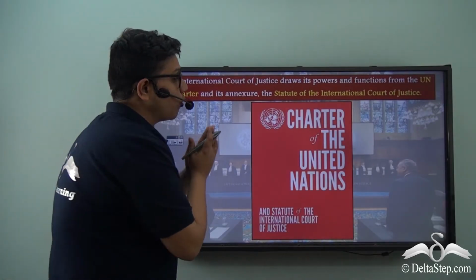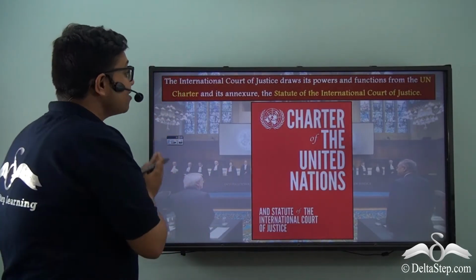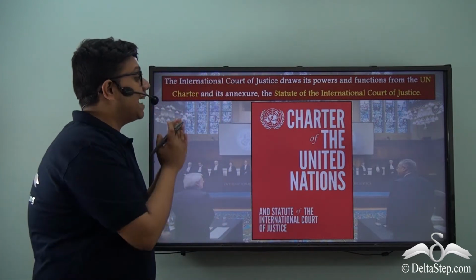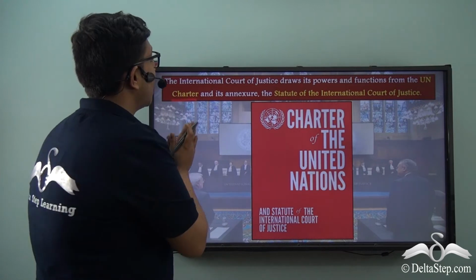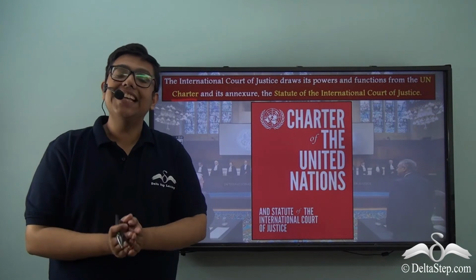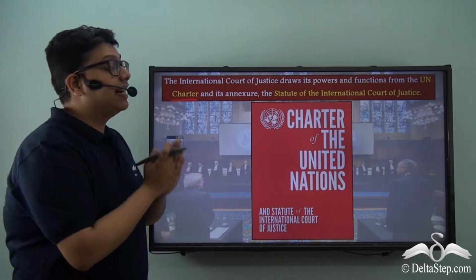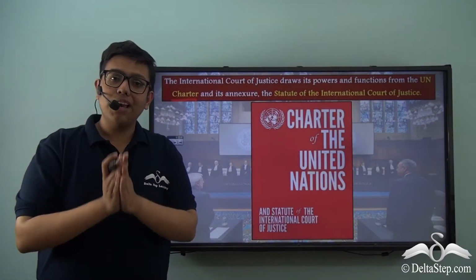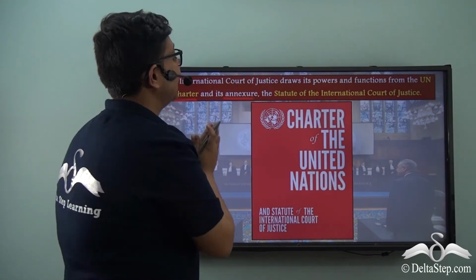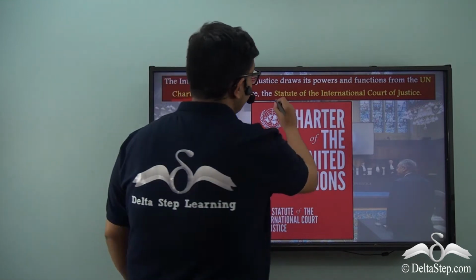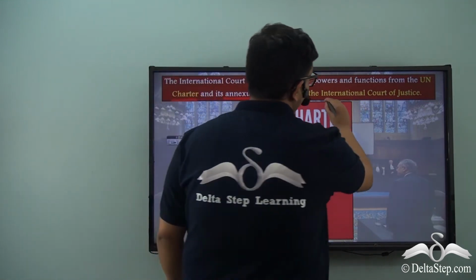Now, like any other organ of the United Nations, the International Court of Justice draws its powers and functions from the United Nations Charter itself. However, the role of the International Court of Justice as a world court is so vast that the UN Charter cannot provide the structure for its administration. To achieve the fair functioning of such an organ, therefore, an annexure or an addition was added to the Charter, which was named the Statute of the International Court of Justice.